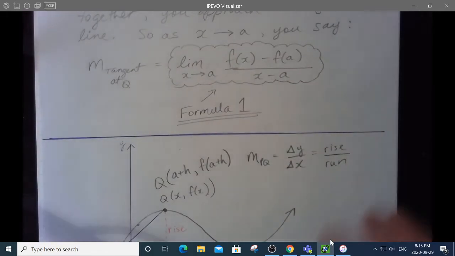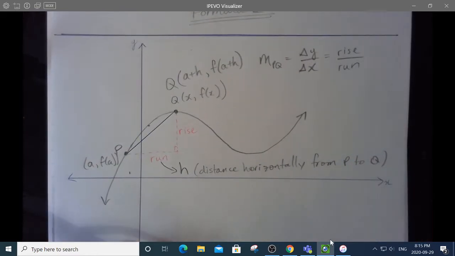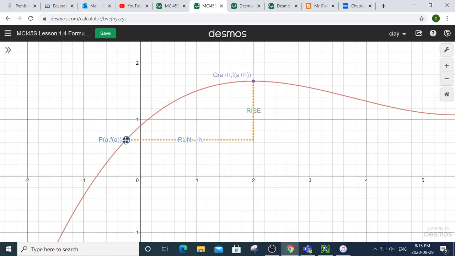How big or small these numbers are doesn't really affect what the slope is. What affects the slope is the rise over the run as a ratio. So if you look at this thing and think, okay, these 2 points are going to get closer and closer together, until what? Until h starts getting closer and closer to not existing at all.